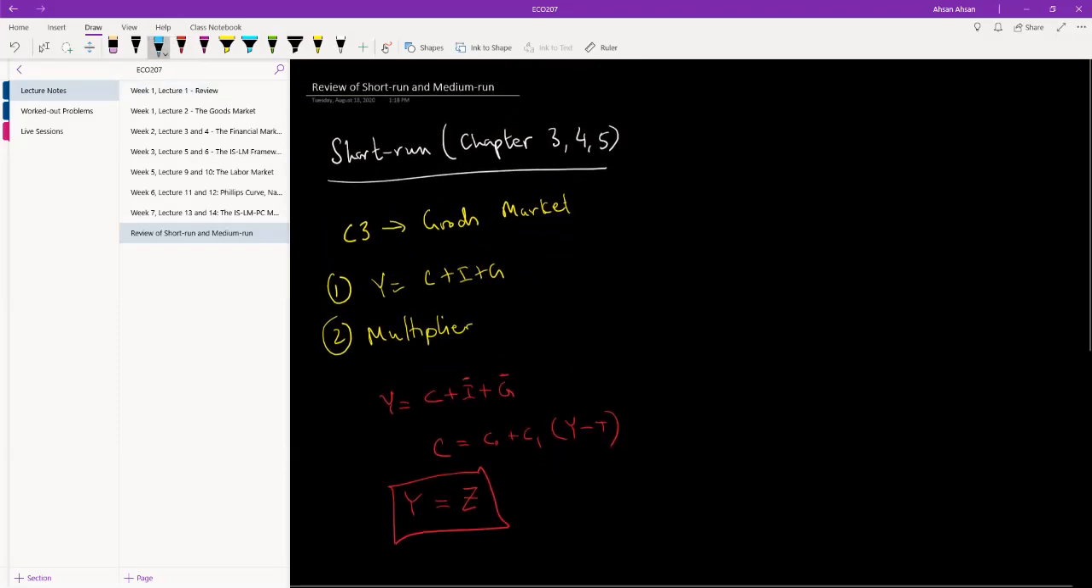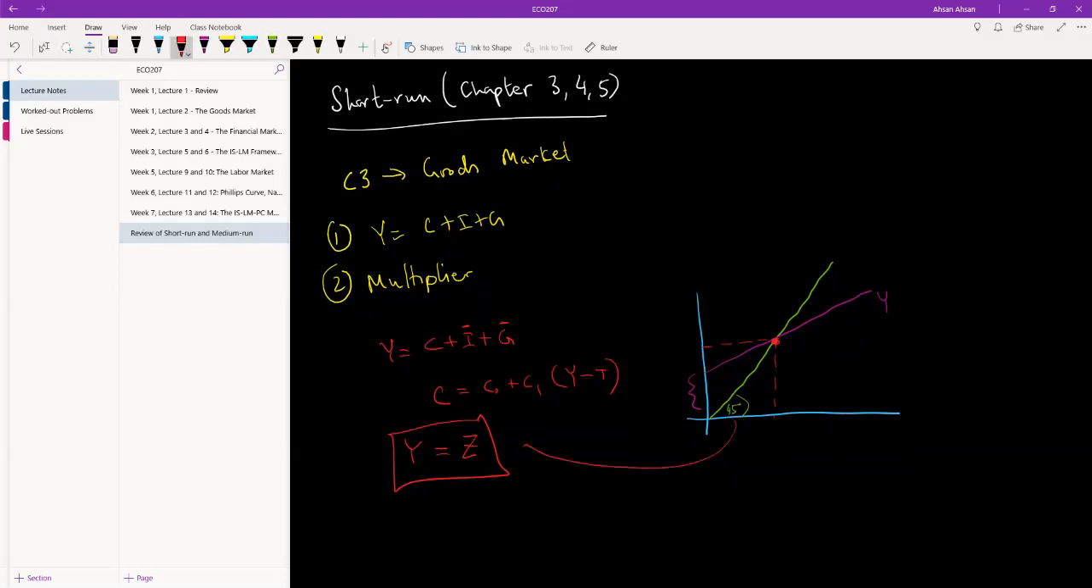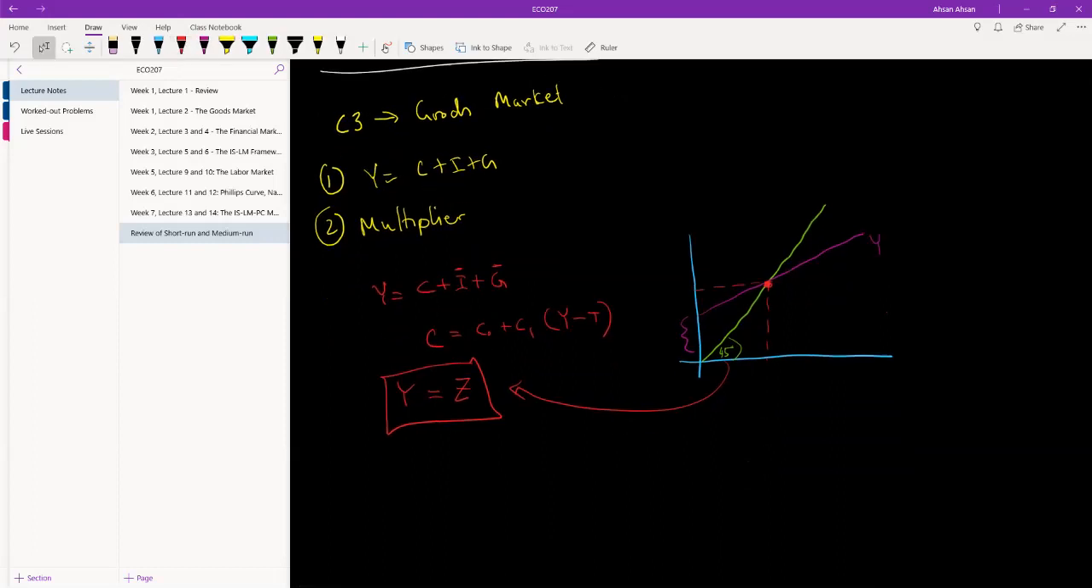And if we try to plot this, what we saw was that we start off with a 45-degree line here, and we have this. So this was the autonomous part. This was Y, and this was the equilibrium point for us. And effectively, this is what gave us this relationship. Of course, I've rushed through this very quickly, but if you have gone through chapter 3, you should know what I'm talking about.